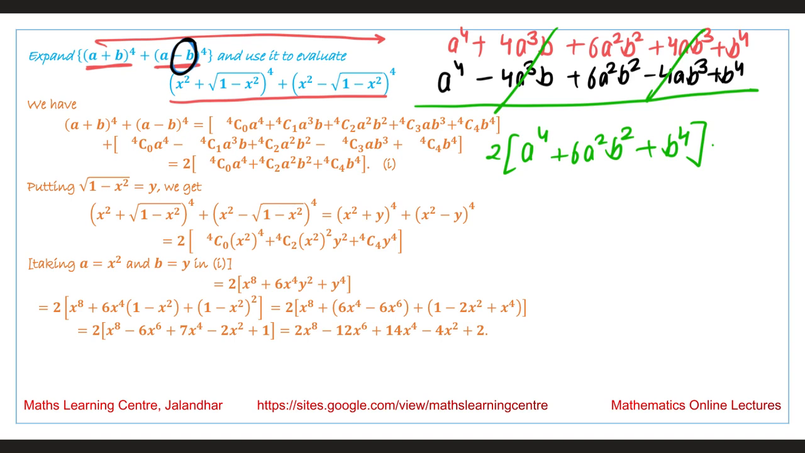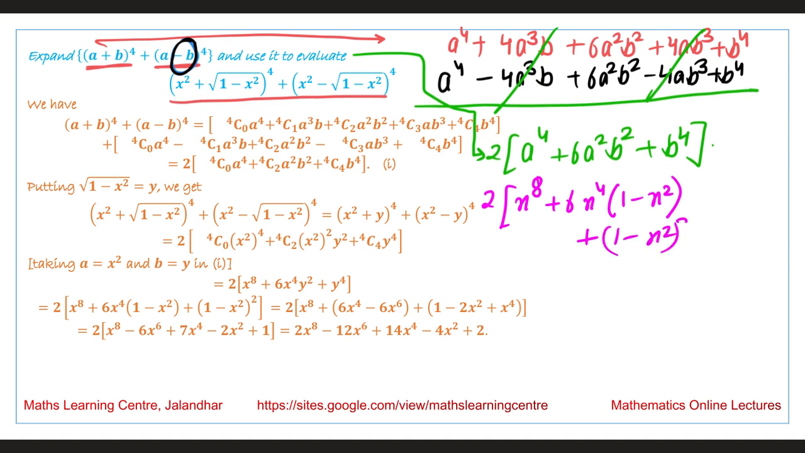Now the values we have to substitute here. This is the value we have evaluated. This is the first part we have done. Now in the second part, in place of a we have x square, so we will get x raised to the power 8 plus 6 into x raised to the power 4 into 1 minus x square plus b raised to the power 4, which is 1 minus x square whole square.